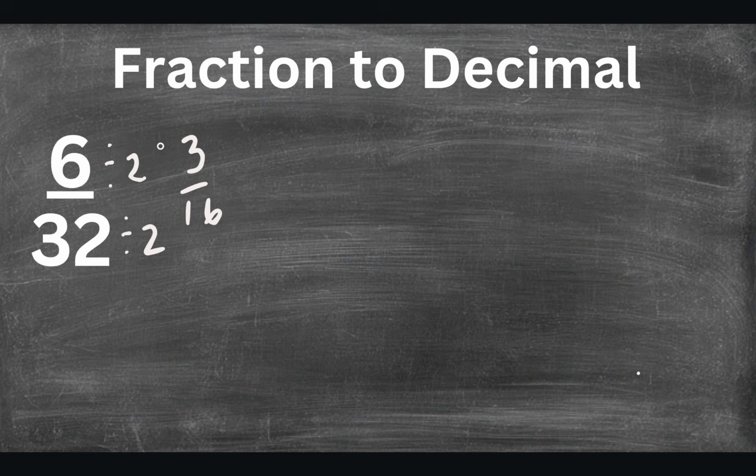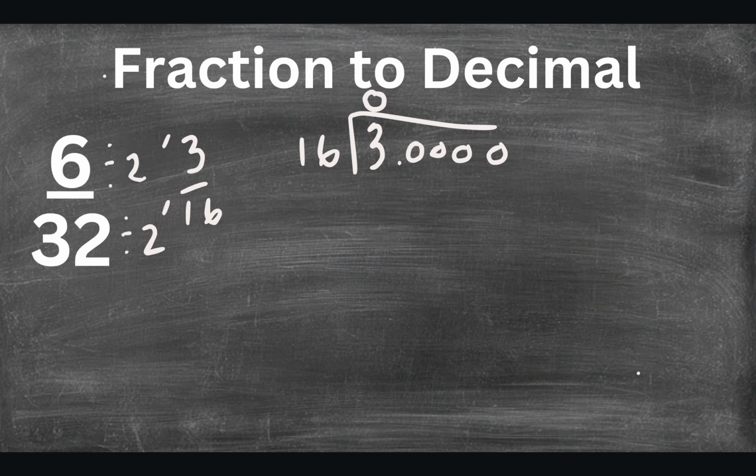Now what we do is divide the numerator by the denominator. So let's go ahead and write the numerator here, add some placeholders, and put 16 on the outside. So now let's start dividing. 16 is larger than 3, so I'm going to put a 0 there. I'm going to bring up the decimal.